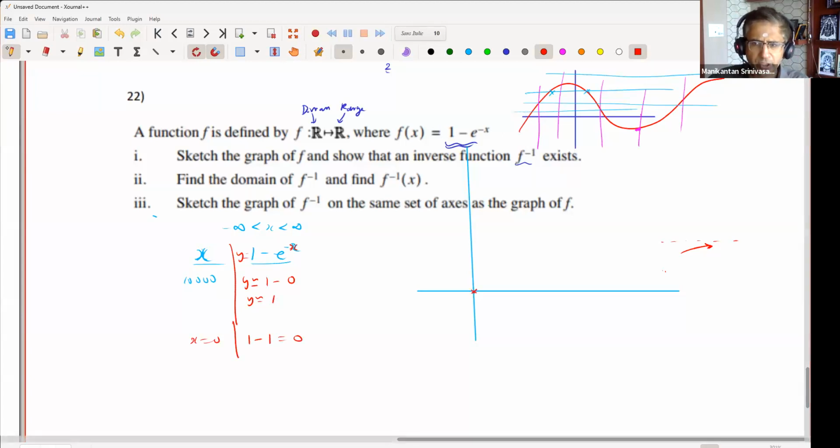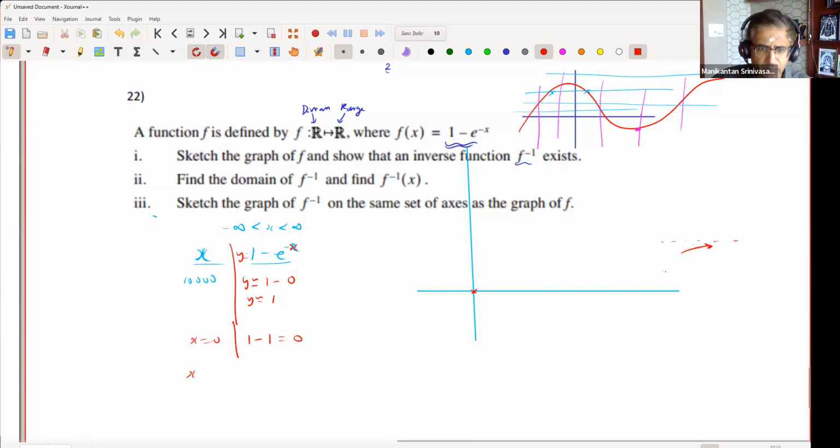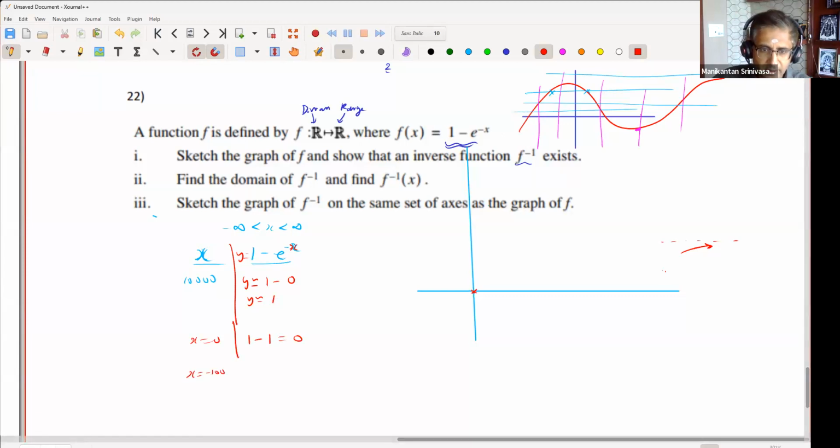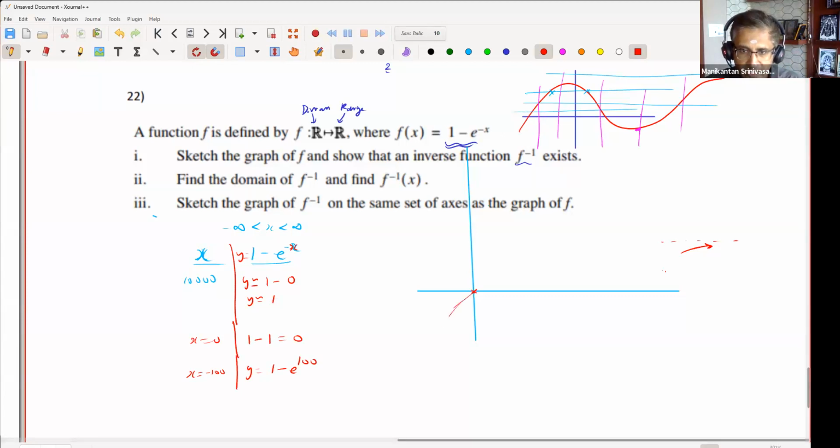And then when x is a large negative value, let's say x is minus 100, then y is 1 minus e to the power 100, which is a huge negative answer. So it's going to go very steeply down to negative infinity from here. So the graph of this function is going to look like this. I'll erase this.